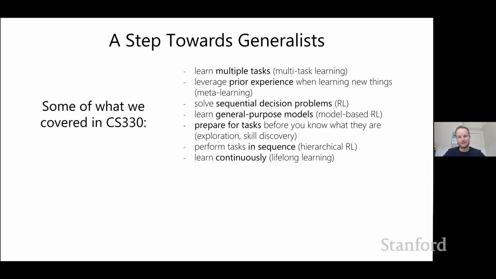I think we covered a number of things that can bring us closer to this goal of building generalist learning systems. But there's always a question, what else? What is missing? And I think that now you should be well equipped with the tools that you got to know in this class to figure it out.